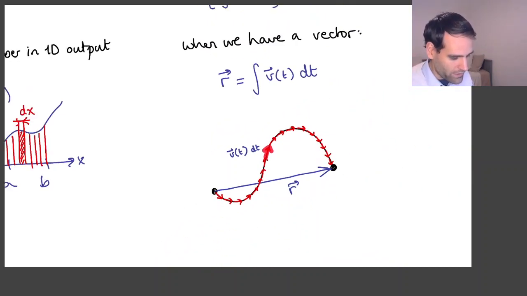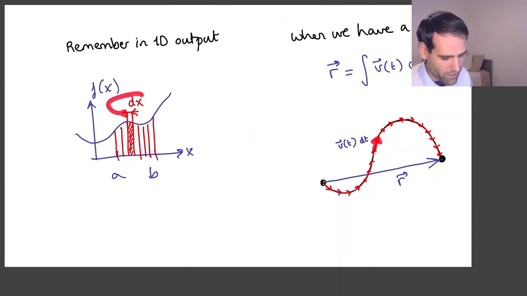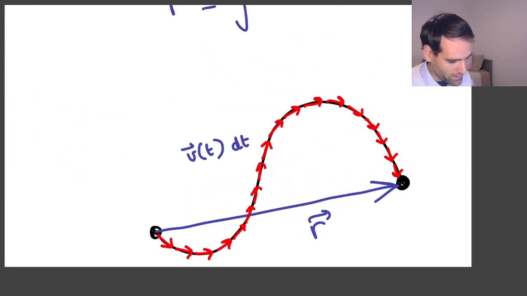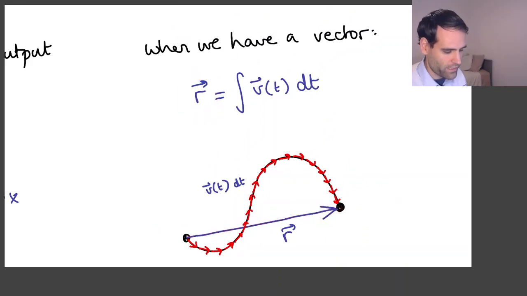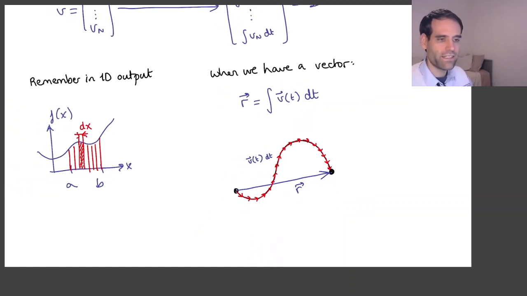In the limit when dt goes to 0, similarly to what we did in one-dimensional integrals, where we take the limit when dx goes to 0, so we end up finding the area. So here we are taking the limit when dt goes to 0, so we have an infinite amount of infinitesimal arrows that are all adding up to the final arrow r. And that is why the position vector is equal to the integral of v of t with respect to t. Okay? So that is the meaning of integrating a vector.